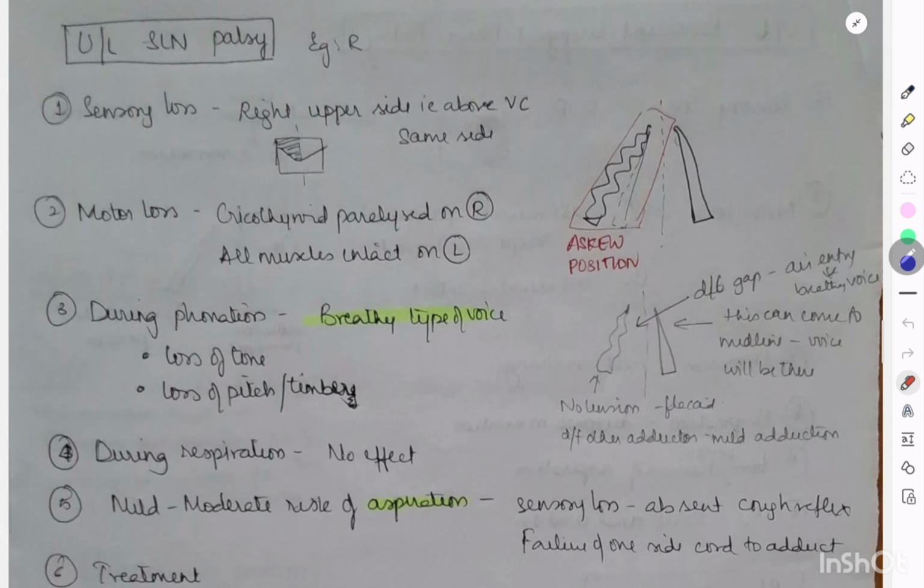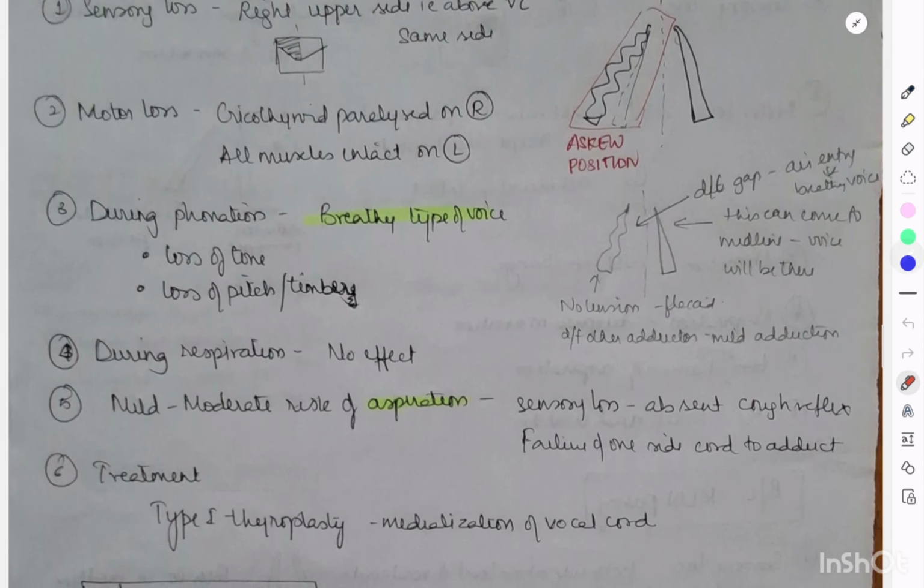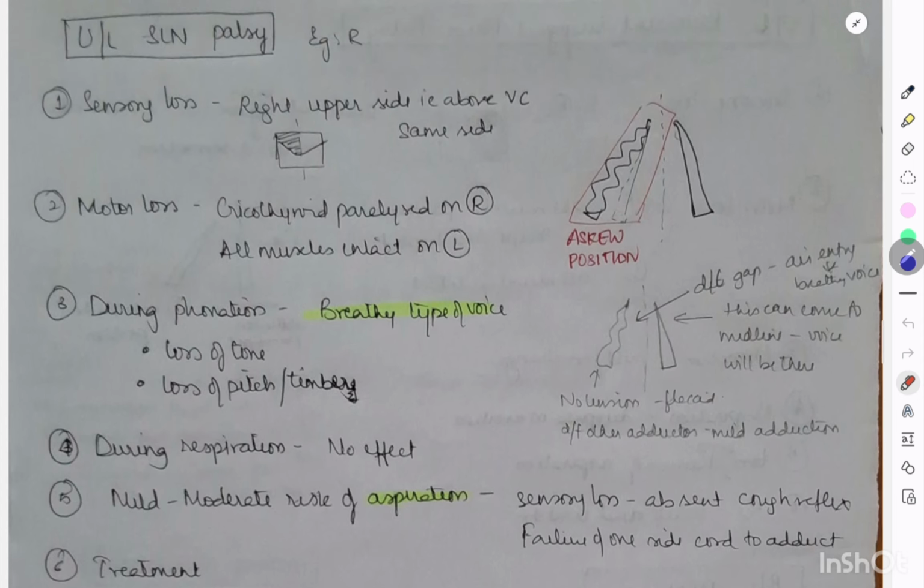During respiration there is no effect, because there is space, so respiration is very easy. There is a mild to moderate risk of aspiration, because with the space there will be more risk of aspiration. For treatment, you have to go for type 1 thyroplasty. Type 1 is medialization of the vocal cord. So this was about unilateral superior laryngeal nerve palsy.